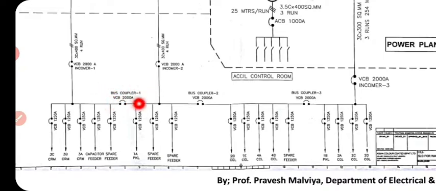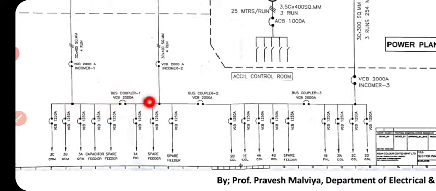That is VCB 2000 ampere. It means this is what we can call a switch. So this switch can carry up to 2000 ampere at 11 kV voltage. All these sections were joined together with the help of bus coupler panels. There were 3 bus couplers, all having 2000 ampere current rating. These VCBs, the bus couplers, the vacuum circuit breakers, were made by Siemens.